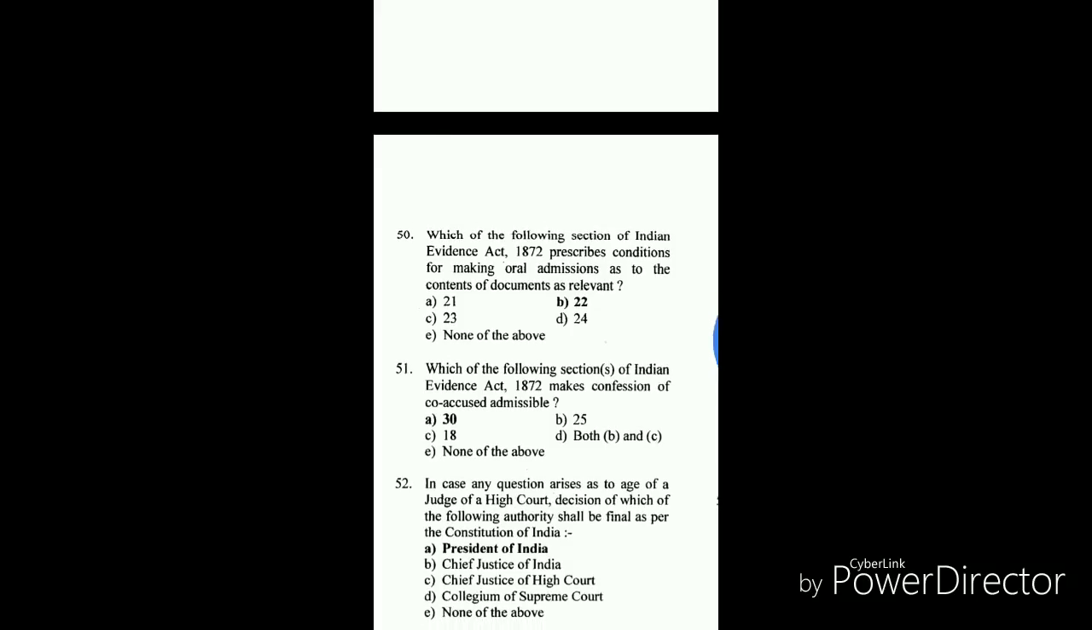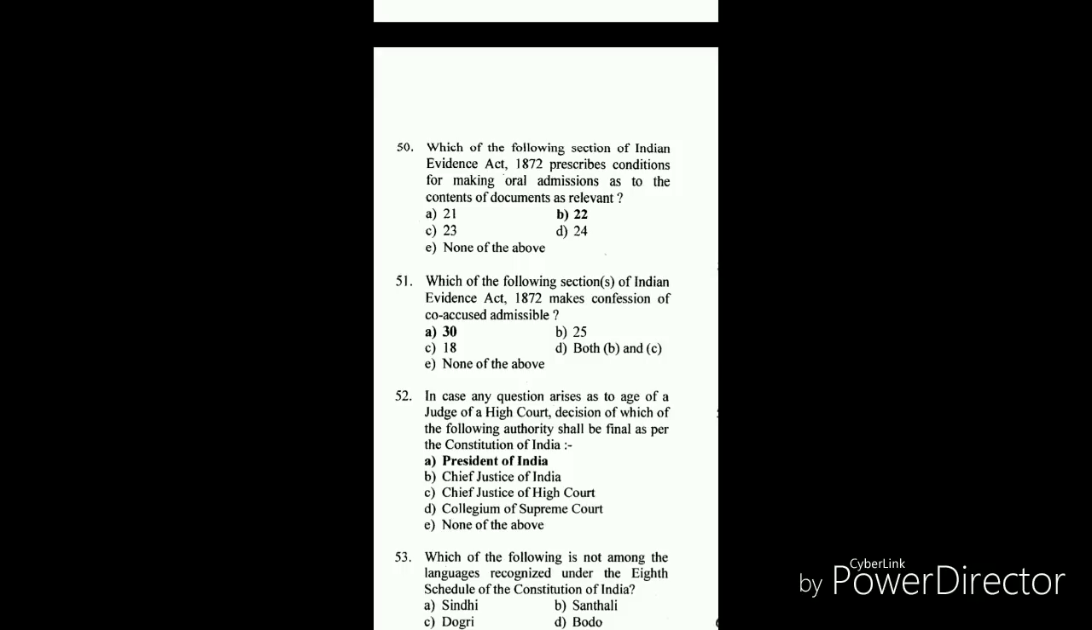Then 49. Which of the following sections of the Indian Evidence Act 1872 makes an accomplice a competent witness? It is section 133, option D, which clearly states that the accomplice is a competent witness. Now, question number 50. Which of the following sections of the Indian Evidence Act 1872 prescribes a condition for making oral admission as to the contents of a document relevant? 22, very bare language, straightforward question.